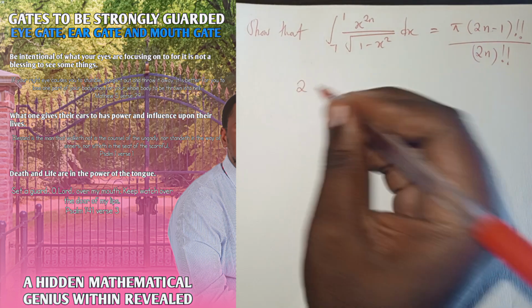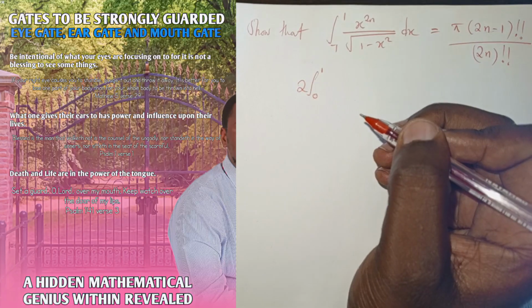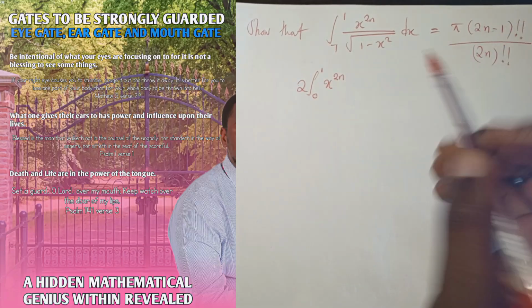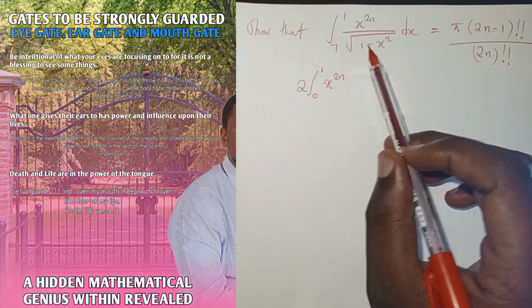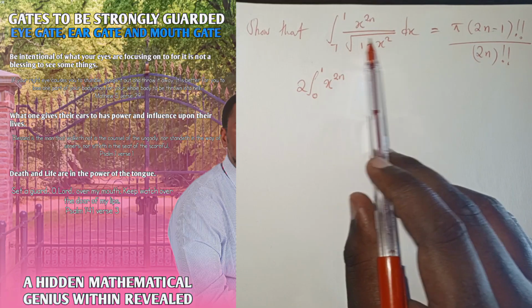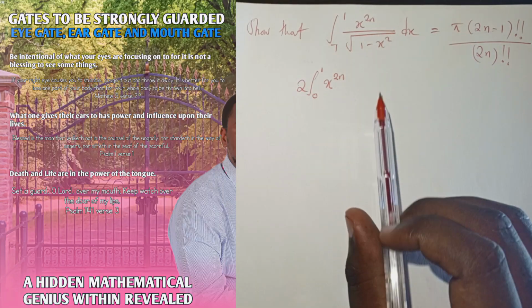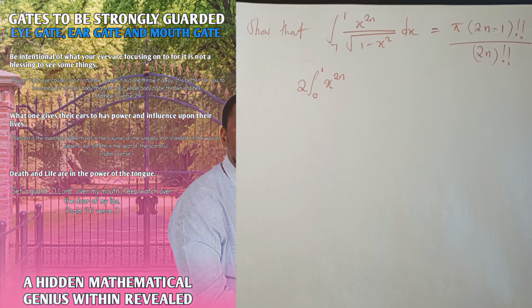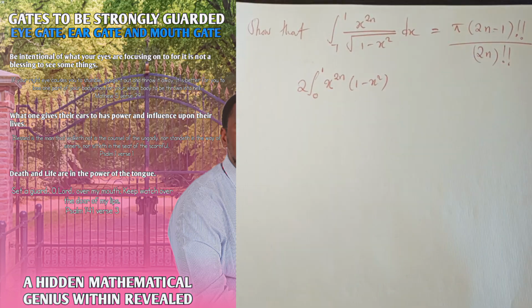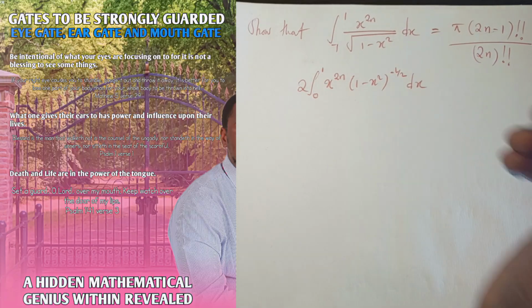So we are going to have 2, then integral from 0 to 1. So we have x to the power 2n. Then we can bring this to the numerator there, so the power will change. Here the power is positive half; when it is a numerator, then we are going to have minus half. So we have 1 minus x squared to the power minus half, then dx.